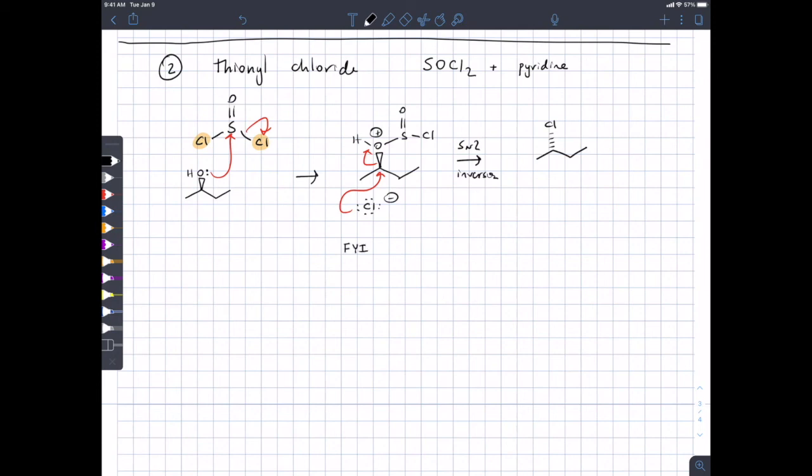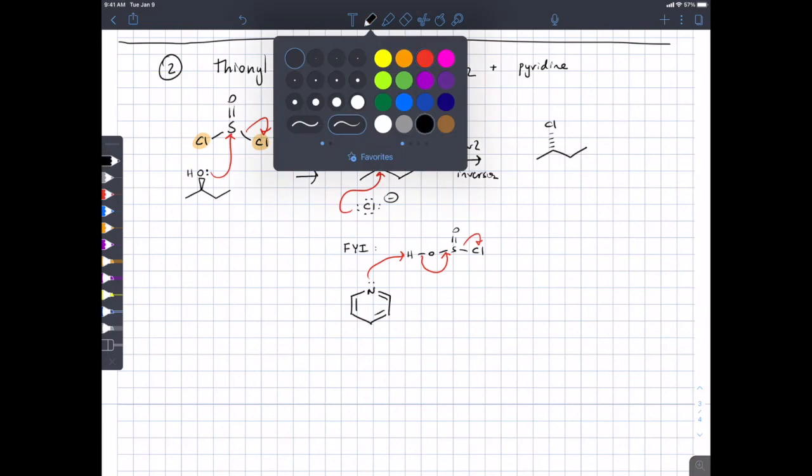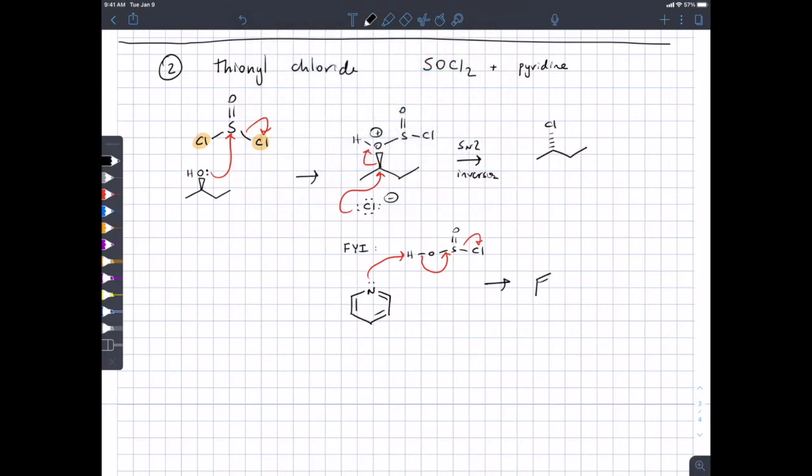FYI, I can show you what the base is good for. Probably after that leaving group leaves, you've got something that looks like it has a proton that ought to be pretty acidic. And actually that base, pyridine, can remove the proton. These electrons can kick down to form a new oxygen-sulfur pi bond, and the chlorine can leave. This is kind of an elimination style reaction, if you want to think about it that way.